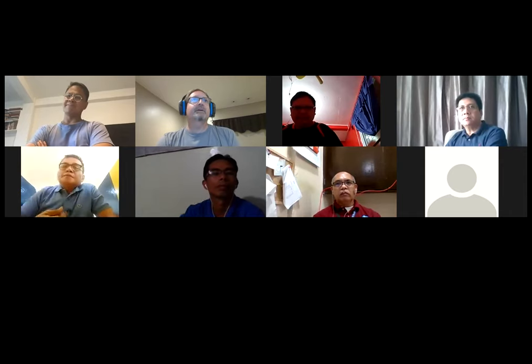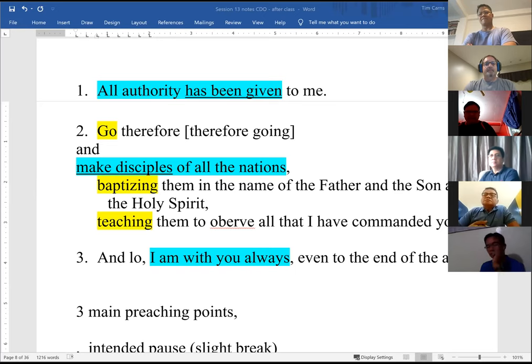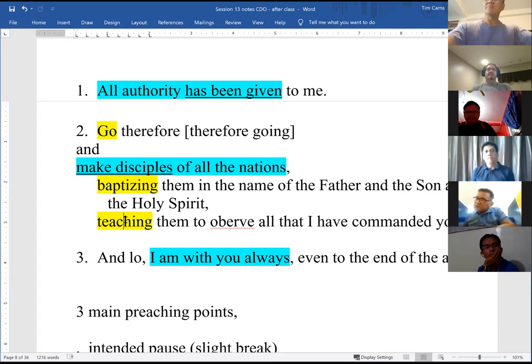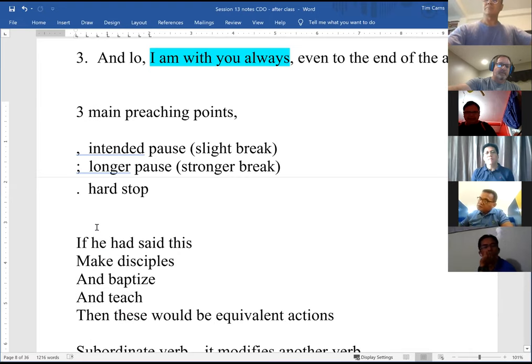Let's try to cover a little more ground on the diagramming here. Again, making my point, the baptizing and teaching are participles, and therefore they are not main verbs. They modify a main verb. That's why I have them indented here under make disciples. Okay, so going back to our steps here.